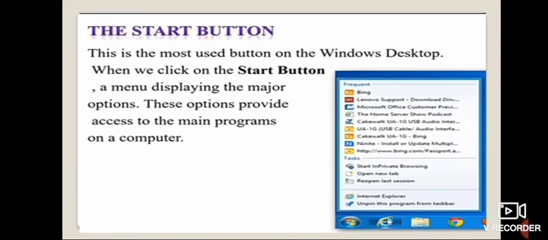The start button. This is the most used button on the Windows desktop. When we click on the start button, a menu displaying the major options can be seen. See, these options provide access to the main programs on the computer.